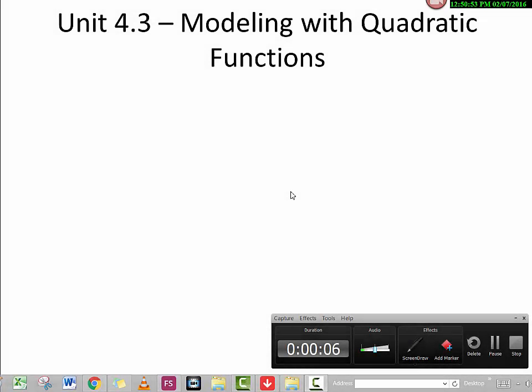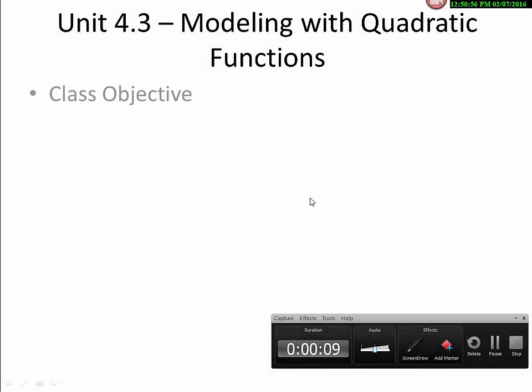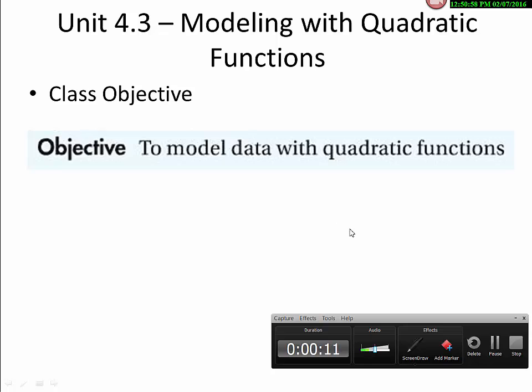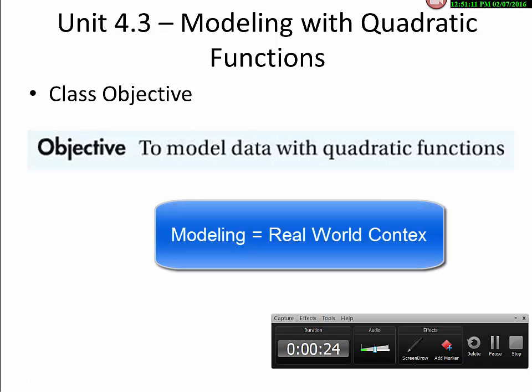Unit 4.3 Modeling with Quadratic Functions. So the objective of this class is to model data with quadratic functions. Whenever you see the word modeling, that means we applied all the numbers in a real-world context.